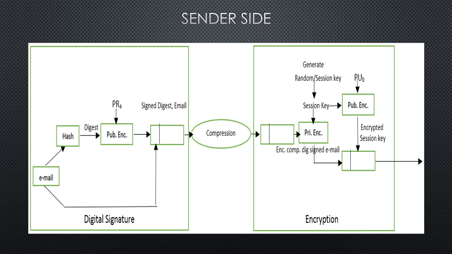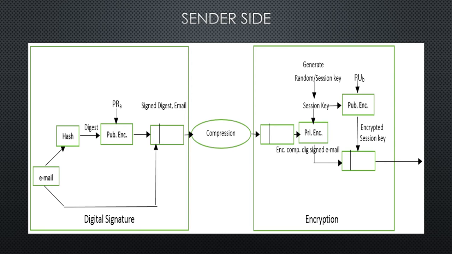First, sender writes an email which is targeted to receiver. Email is provided as an input to the SHA-512 algorithm to get the hash of it. This hash is digitally signed by using public key encryption algorithm RSA. That means the hash is encrypted by the private key of sender. The input to RSA are private key of sender and the hash. The output from RSA is encrypted hash. We can say digitally signed hash or digest.